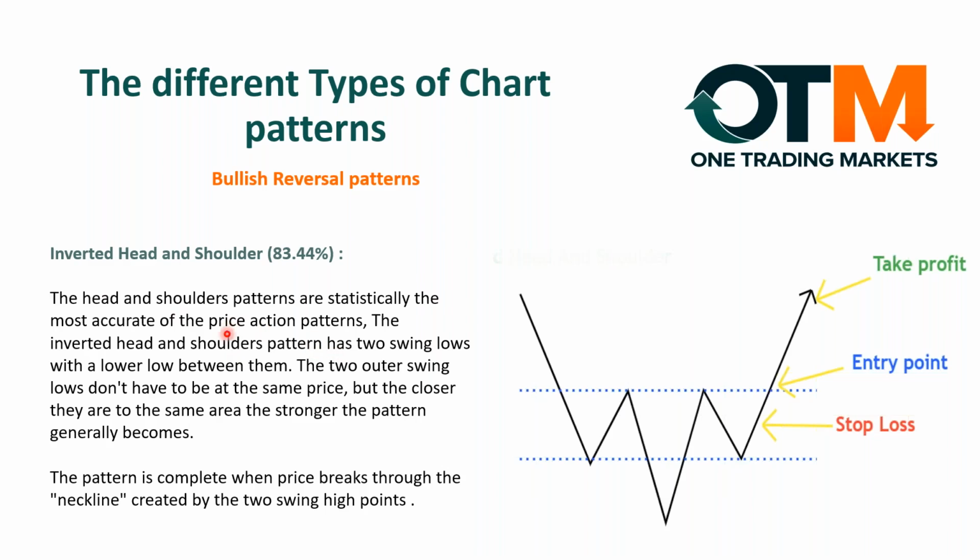So that's why chart pattern trading is one of the most common strategies in the world right now. Head and shoulders, like we said, is the most accurate. The inverted head and shoulders has two swing lows, 1, 2, which we call the shoulders, and we have the head right here. Our entry point will be above the neckline. Our stop loss will be in the middle of the previous movement, and our take profit will be equivalent to where the pattern started.